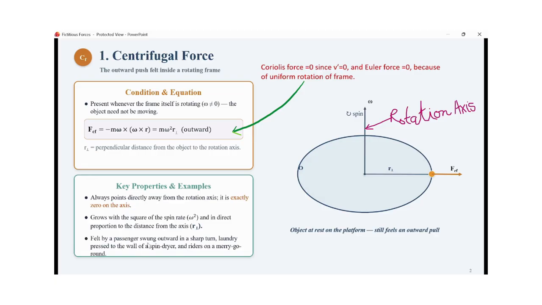Now some common examples in daily life in which centrifugal force is present: this force is felt by a passenger swung outward in a sharp turn, by laundry pressed to the wall of a spin dryer, and also by riders on a merry-go-round. So centrifugal force can be seen in these real world problems.